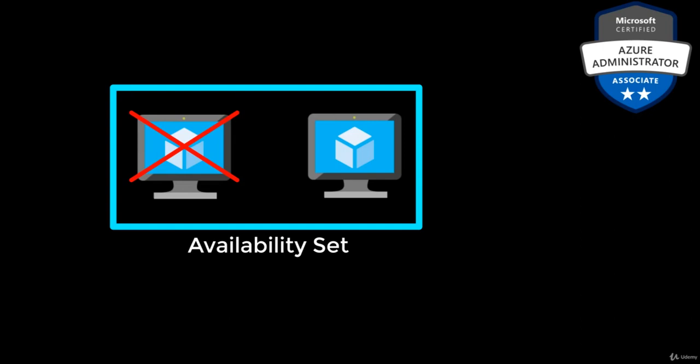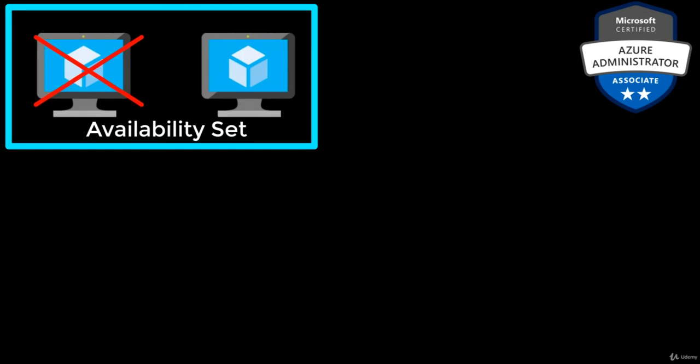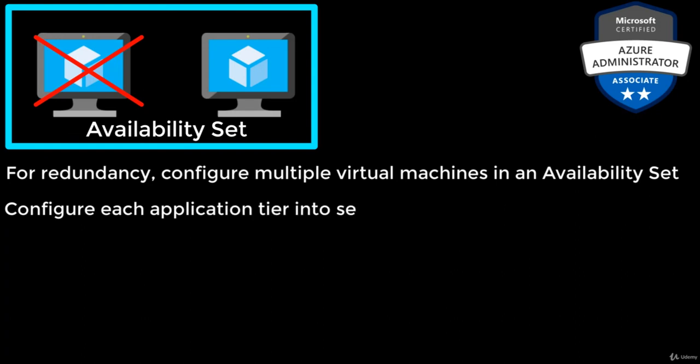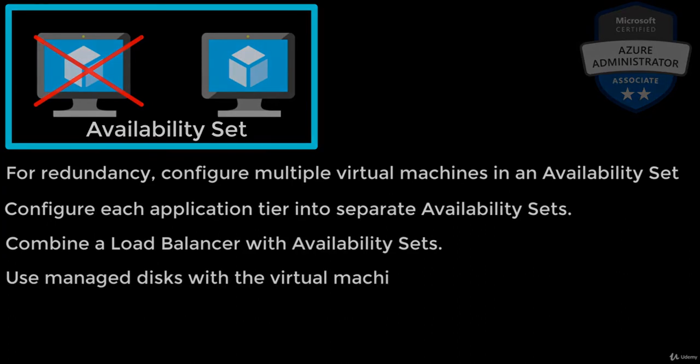When you want to build reliable cloud solutions, availability sets is an essential capability. There are a few things that you need to note when you're creating an availability set. For redundancy, configure multiple virtual machines in an availability set. Configure each application tier into separate availability sets. Combine a load balancer with availability sets. And always use managed disks with virtual machines.